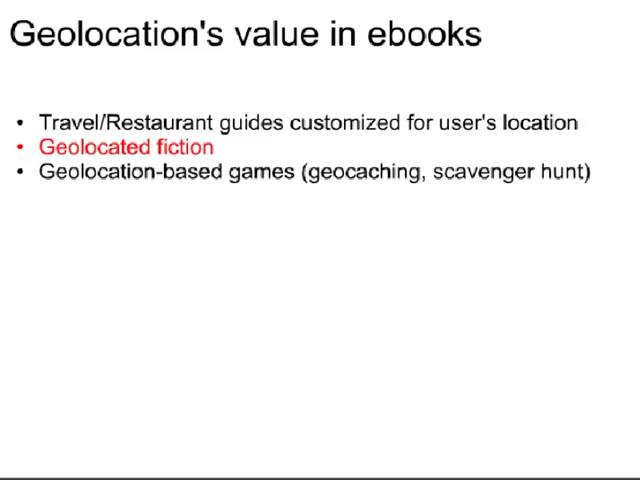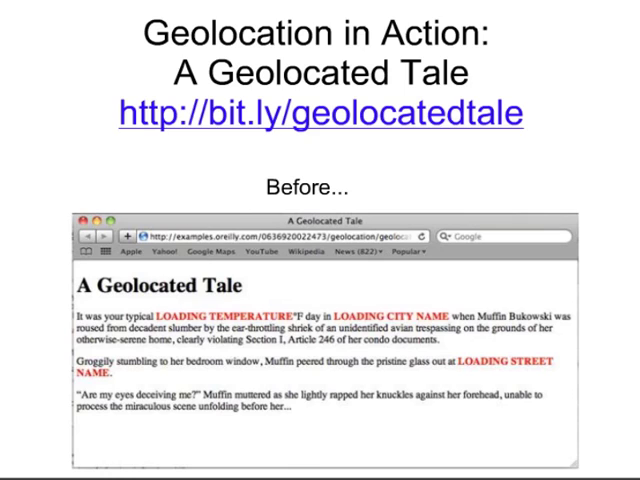So what I've implemented here as an example of geolocation in action is something I'm calling a geolocated tale, a very small piece of fiction where there are a few placeholders that you can see in that particular slide, where we're going to get information on the fly and tailor our story based on our users' current location and even the weather forecast for that particular area. So if you look on the slide here, you'll see what the before looks like, and you'll see the story with a few red placeholders that say things like loading temperature, loading city name, and loading street.